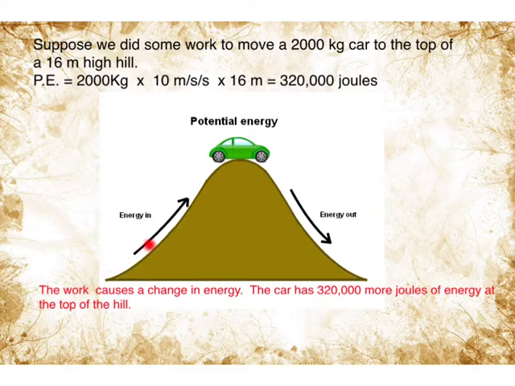The work we did put some energy in here, into the car. We changed the energy. Down here, the car had 0 potential energy. When we did work on it, it increased its potential energy. When it gets to the top of the hill, it has 320,000 more joules of energy than it had at the bottom of the hill.